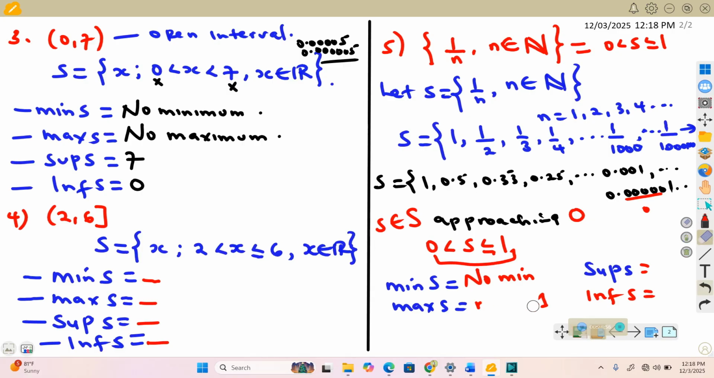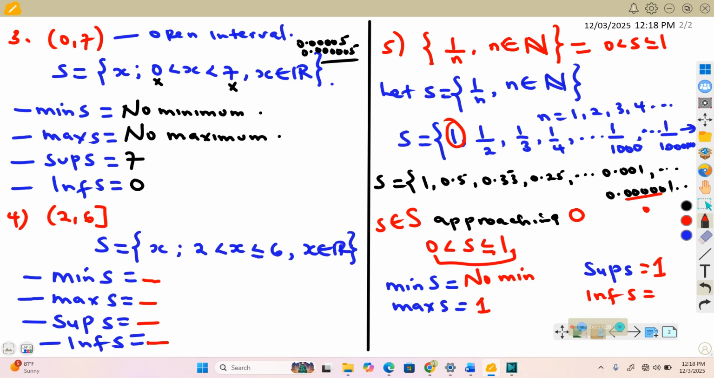Maximum is 1. So the maximum of this set is 1 because 1 is part of this set, which is here. Okay, and then supremum: no number exceeds 1 from above. So 1 is the upper bound and 1 qualifies to be the least upper bound.